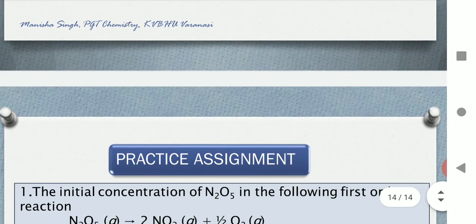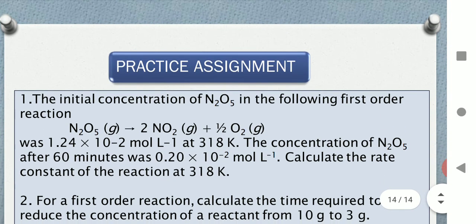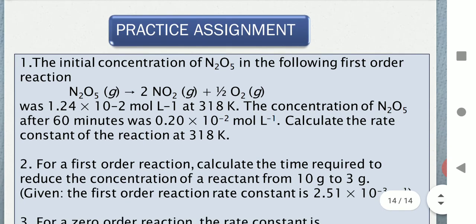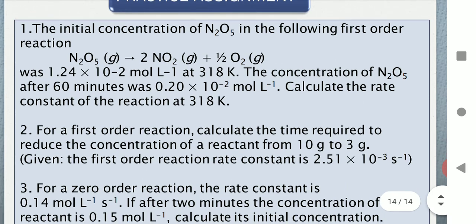Now based upon our discussions on derivation of first order reactions, there are some practice questions which you can attempt.